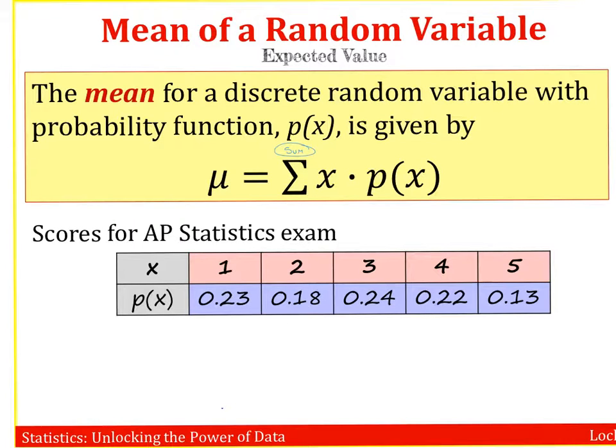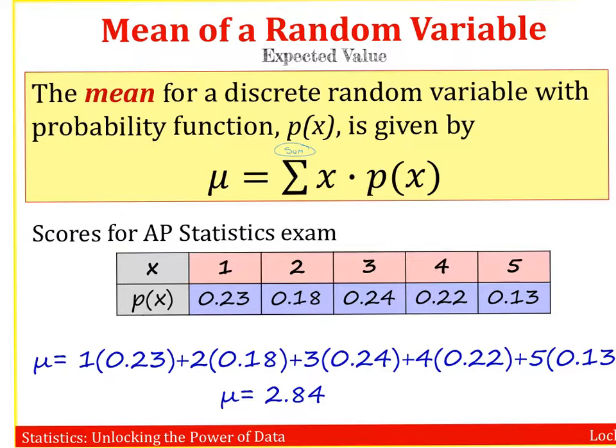So here's what we're going to do. We're going to take the X value, multiply by the probability of each one, and then sum them all together to get the expected value of 2.84.